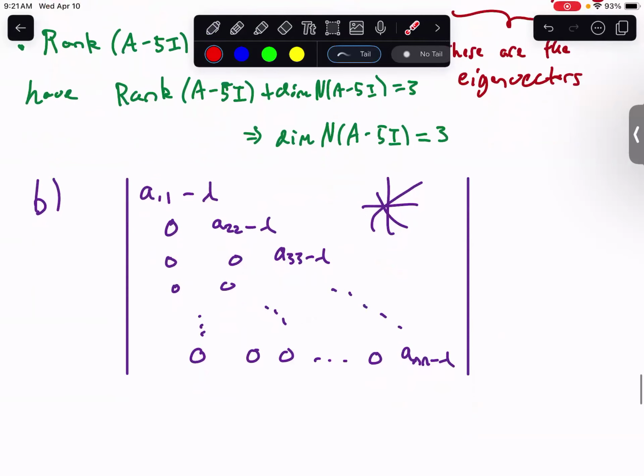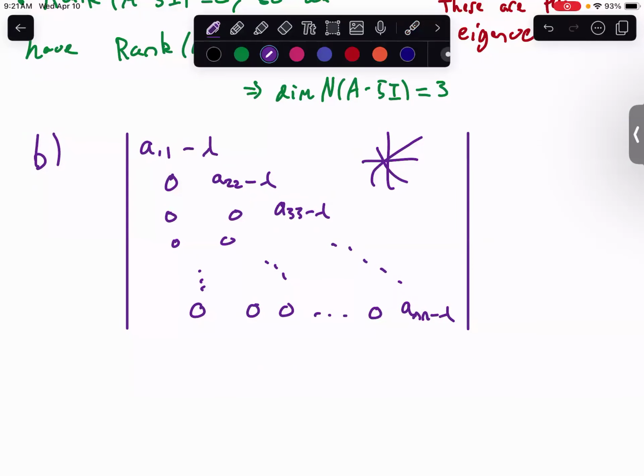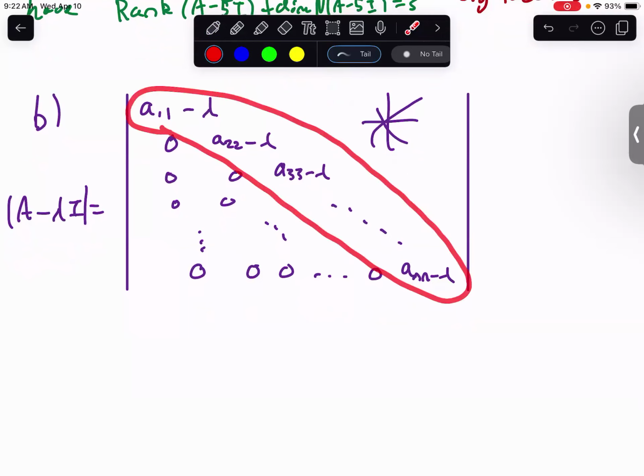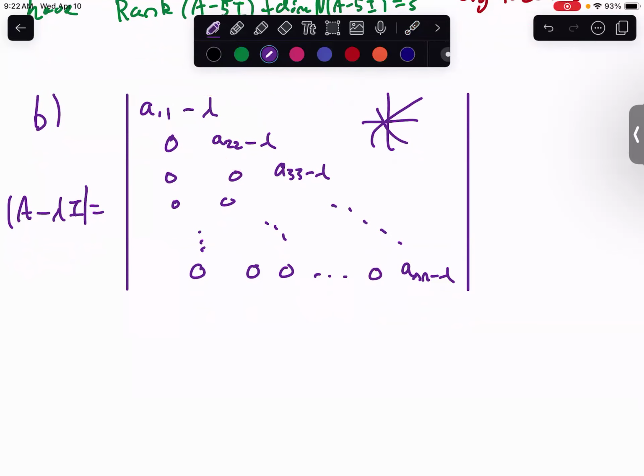And so if we compute the determinant, this is the determinant of A minus lambda I, where A is some n by n matrix. We know the determinant is just going to be the product of all these terms along the diagonal. So this is equal to a11 minus lambda multiplied by a22 minus lambda, all the way up to ann minus lambda.